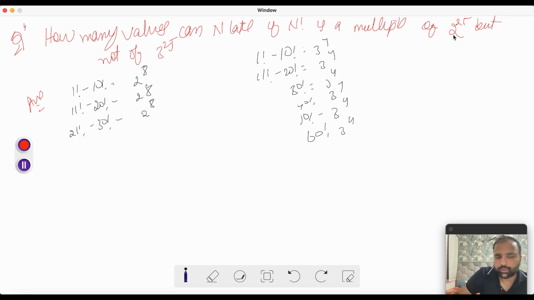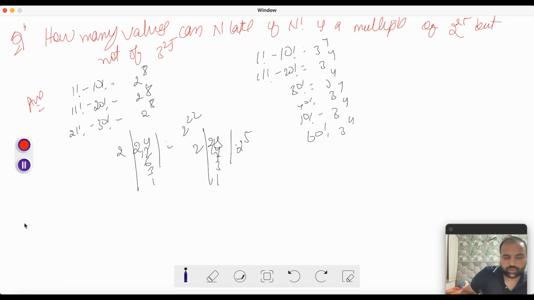So we need 2 to the power 25. We see it's over 30, so we can start with 24. Let's say in 24, what would be the highest power of 2? 12, 6, 3, 1. So it's 22. In 26 it will be 1 more, 23. In 28, 14, 7, 3, 1, 25. What do we know now?